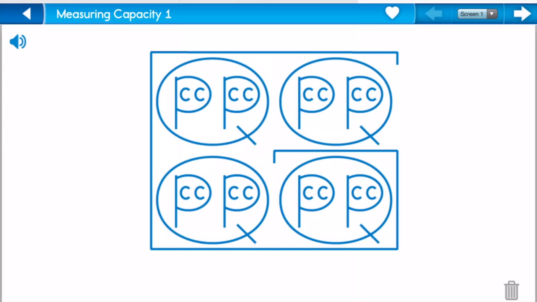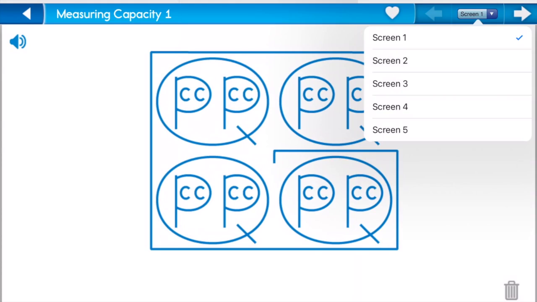The frame is the shape of the letter G. It represents 1 gallon. Inside the G, there are 4 Q's, and each Q represents 1 quart. Inside each Q, there are 2 P's, and each P represents 1 pint. Inside each P, there are 2 C's, and each C represents 1 cup. So 1 gallon equals 4 quarts. 1 quart equals 2 pints, and 1 pint equals 2 cups. Okay?